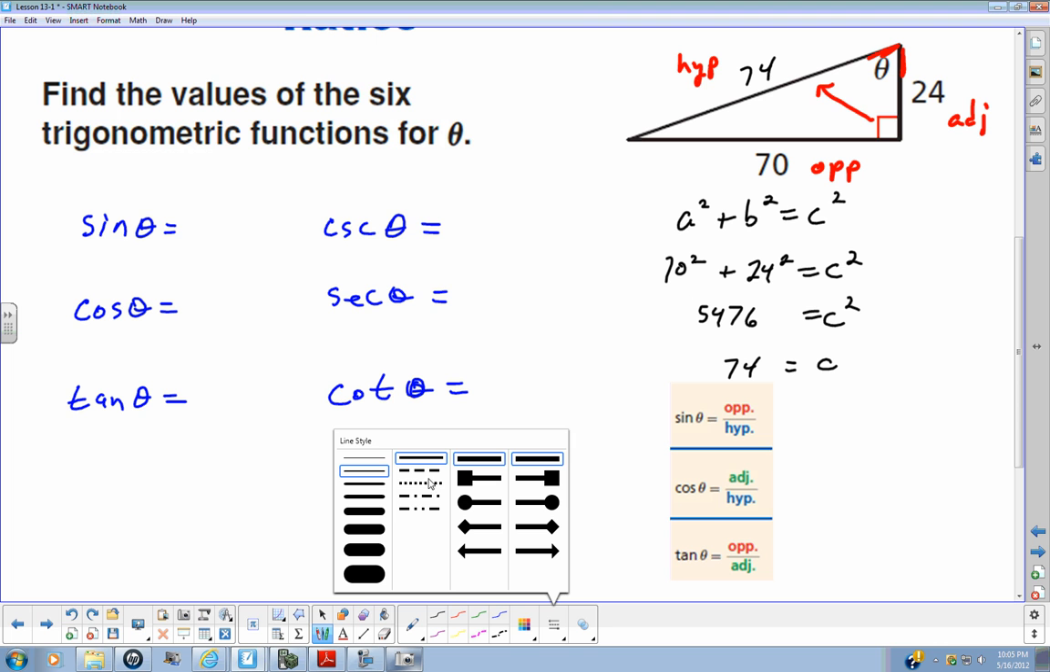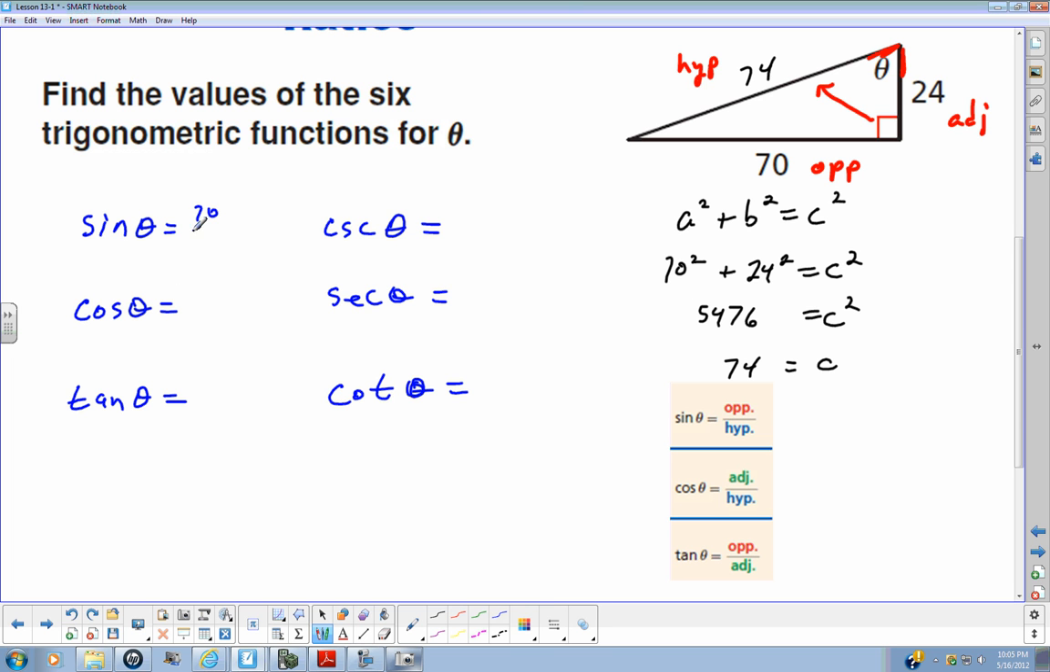So we write our ratios. Sine then is going to be equal to the opposite, which is 70 over 74. And whenever you write these fractions, always reduce them to lowest terms. So 35 over 37. Cosine is adjacent over hypotenuse. That would be 24 over 74, or reduced to 12 over 37. And tangent is opposite, which is 70, over adjacent, which is 24, which is 35 over 12.